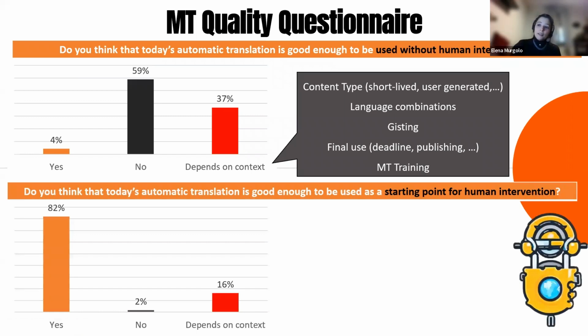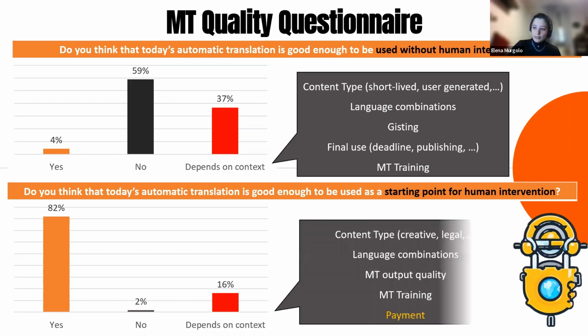Second question would be, do you think that today's automatic translation is good enough to be used as a starting point for a human intervention? Now you see here this kind of symbol over there, that's still Stable Diffusion, and it's a symbol for translators, because this question was only aimed at people coming from the localization industry. As I said, there were either 6 or 8 questions, and this was one of the questions only for the localization industry people. Most of them said that yes, machine translation is good enough to be used for post-editing. Only 2% said no, and 60% said it depends on context.